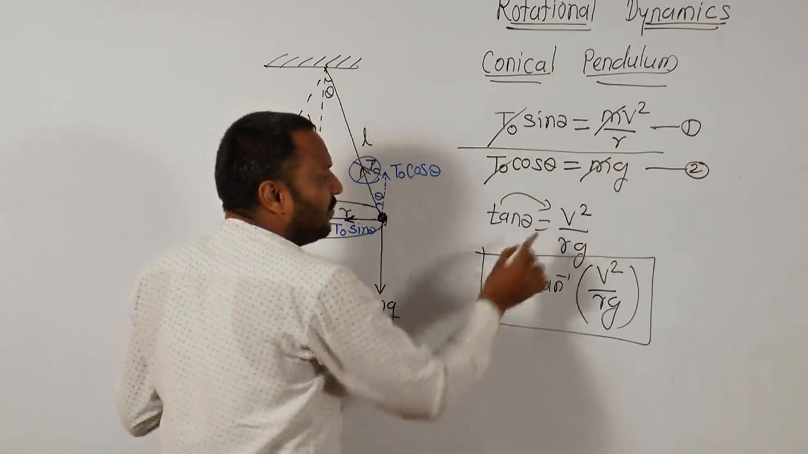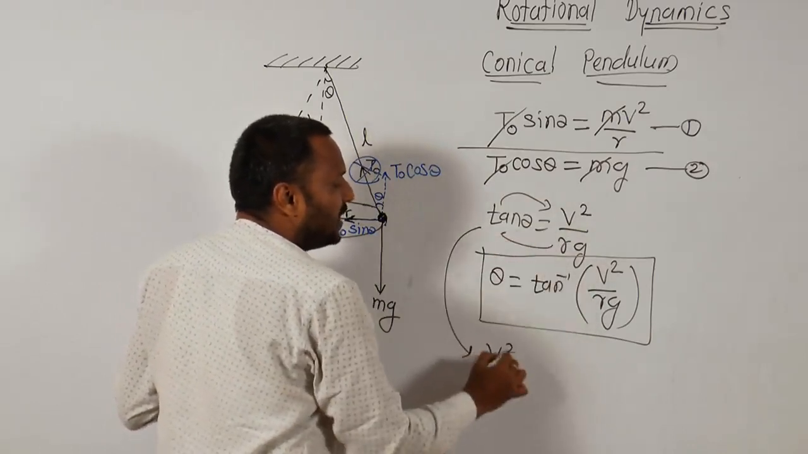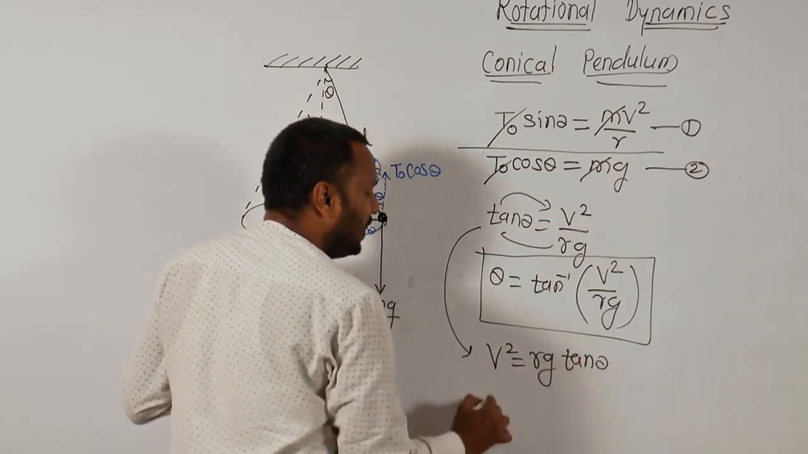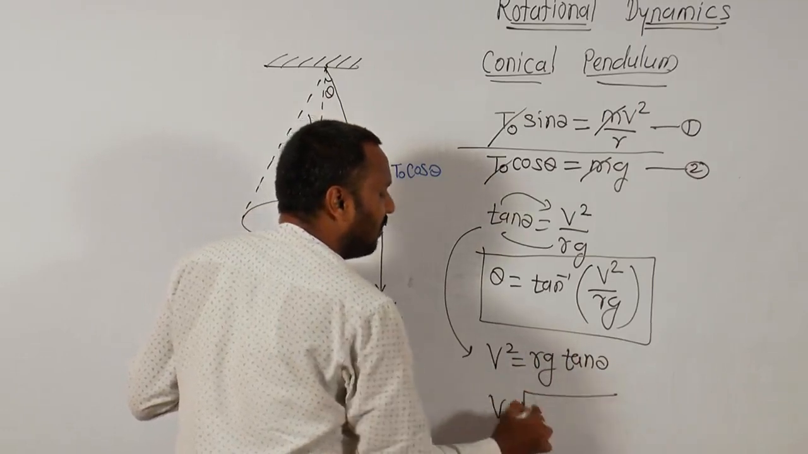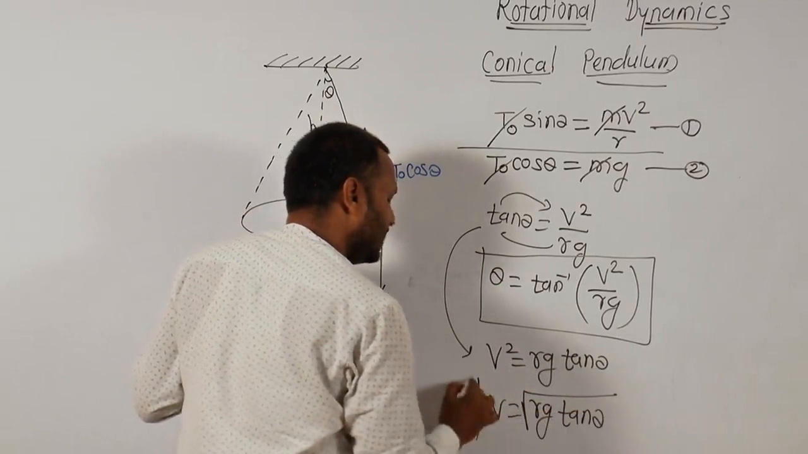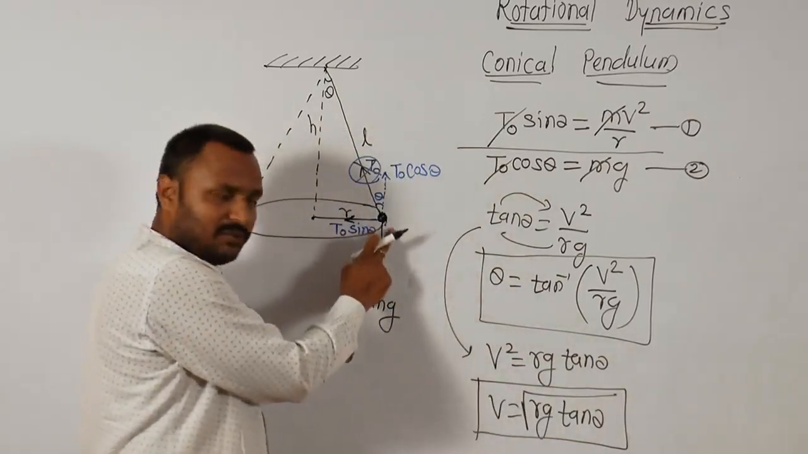Okay, next. What is v in that one? If we write this equation like this, then v square is equal to rg into tan theta, or v is equal to the square root of rg tan theta. What is this v? V is the velocity of this bob.